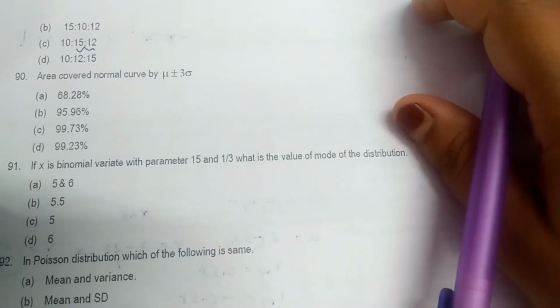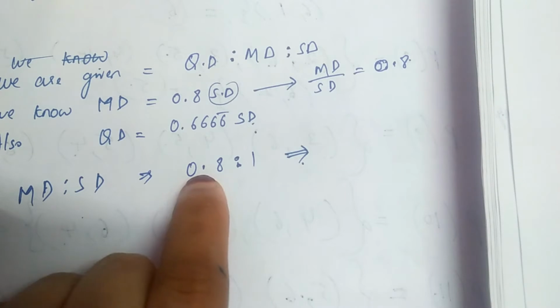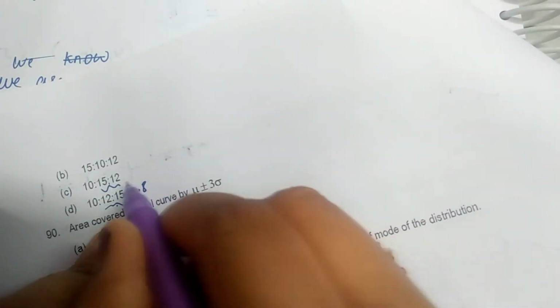Okay, now let's check the division of 12 by 5. It gives 0.8. Is it matching with our calculation of 0.8 that we got here? MD to SD. Yes, this is matching with 0.8. So basically D should be the right answer.